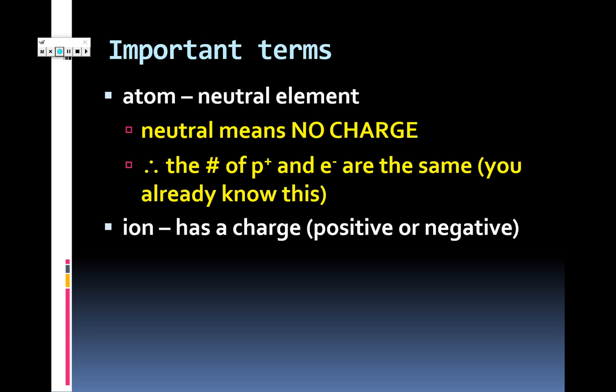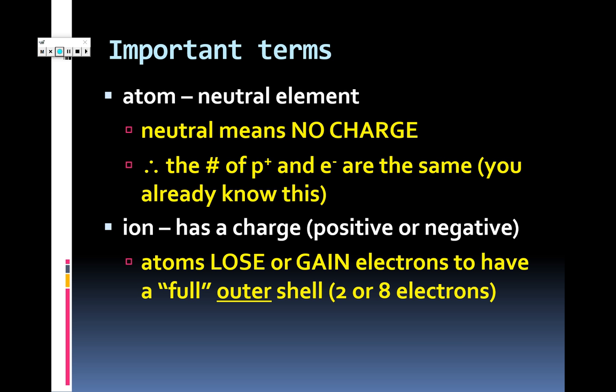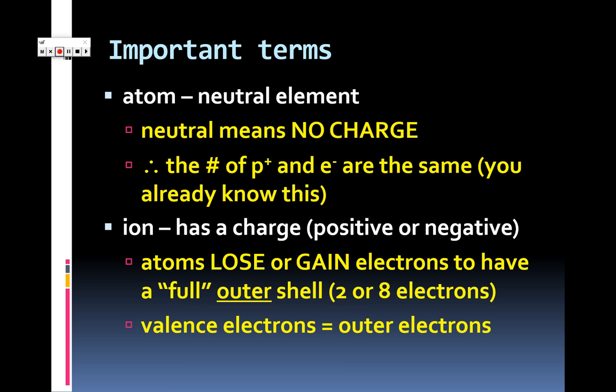And ions are going to be positive or negative. So this is why the relative charge is important. The +1 for protons and the -1 for electrons. How many there are compared to each other will tell you the charge. So atoms lose or gain. Again, sometimes we talk about a full outer shell as 8, octet. Really, some elements can have 2. And then, of course, valence are outer electrons.